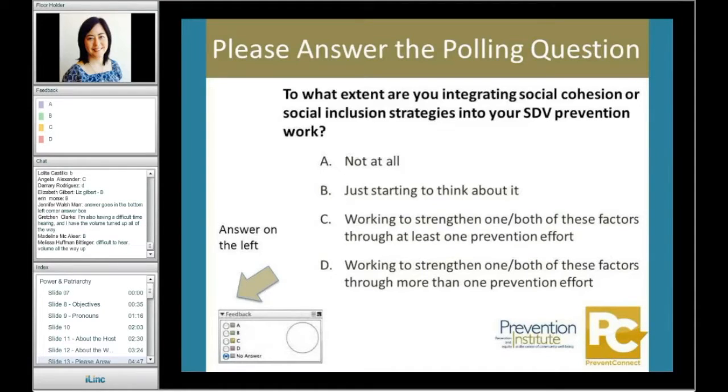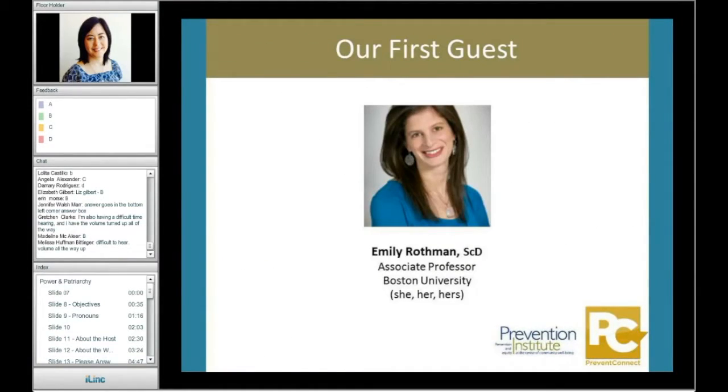So for this first section that deals with research on social inclusion and social cohesion, we have our first wonderful guest who I'm excited to introduce. Emily Rothman is an associate professor in the Department of Community Health Sciences at the Boston University School of Public Health. She has secondary appointments at the BU School of Medicine in the Department of Pediatrics and the Department of Emergency Medicine. Emily has authored more than 54 peer-reviewed publications, several book chapters, and in 2012, she was awarded the Linda Saltzman Award from Futures Without Violence and the CDC Foundation. And Emily's current research interests include violence perpetration and adolescent health.